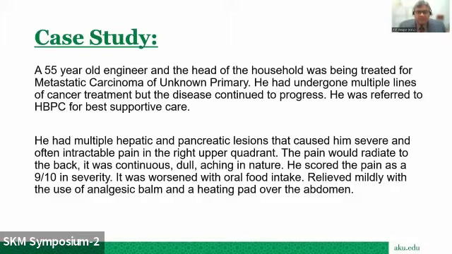He was referred to us for best supportive care, particularly our home-based palliative care team who was looking after this gentleman. He had multiple hepatic and pancreatic lesions that caused him severe and often intractable pain in the right upper quadrant. The pain would radiate to the back. It was continuous, dull, aching in nature. He scored the pain as a 9 out of 10 in severity. It was worsened with oral food intake. It was relieved mildly with the use of topical analgesic balm and a heating pad over his abdomen.